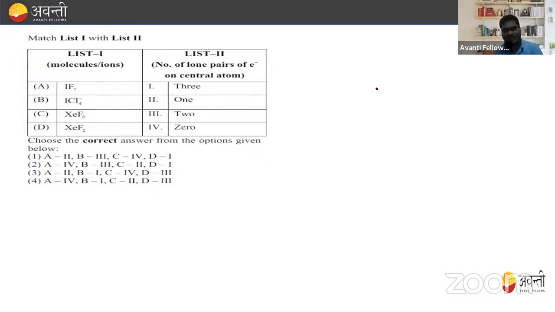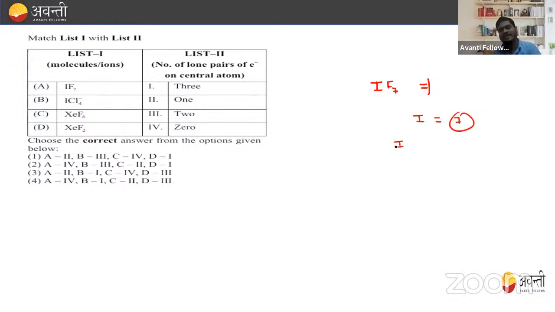If I'm talking about IF7, just remember, iodine belongs to which group? Remember which group these elements belong to. Iodine is the central atom, because the central atom is the one which is single. For example, in IF7 there is only one I atom and there are 7 F atoms, so the I atom is considered the central atom. How many valence electrons does I have? It belongs to the 17th group, so it has 7 valence electrons.